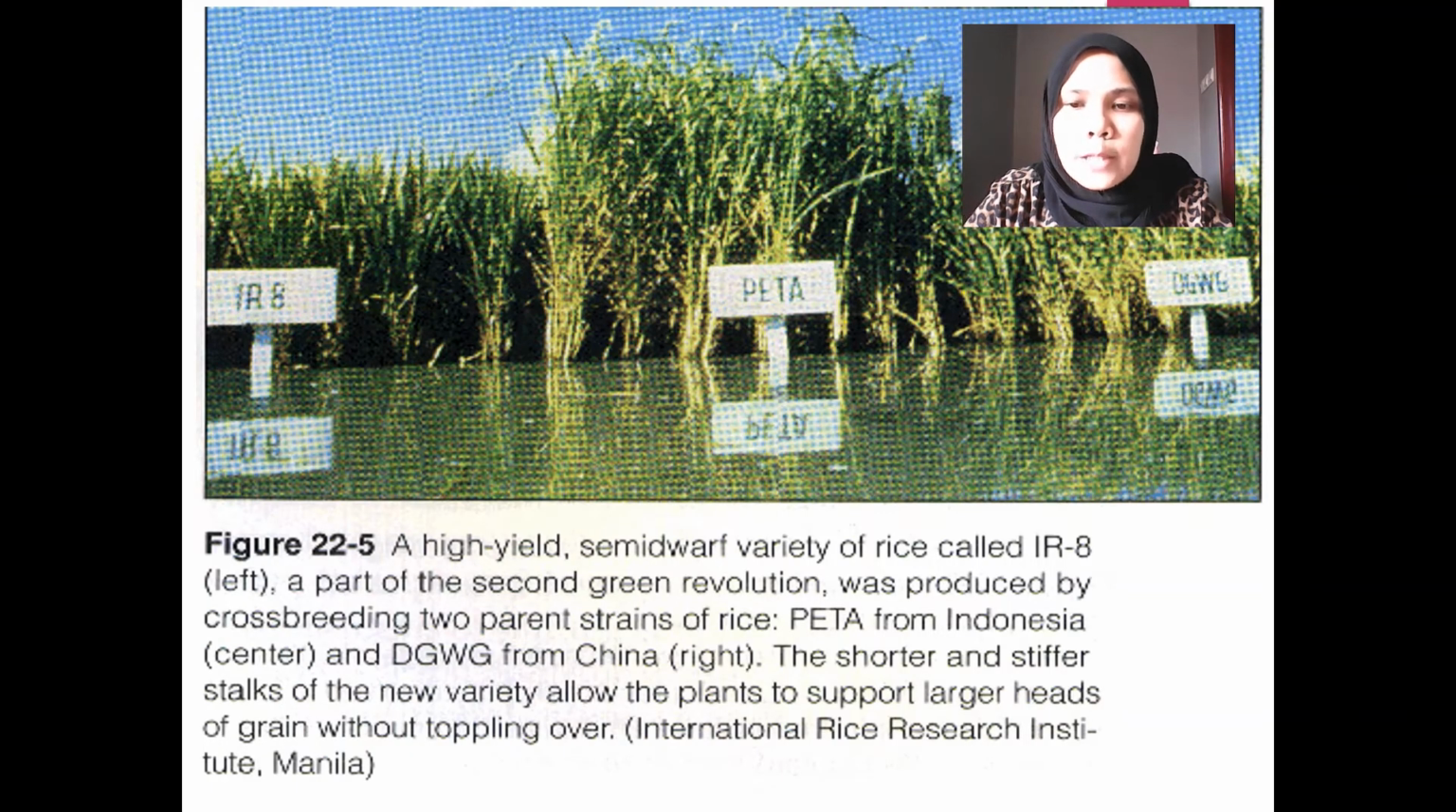And then there's another example, which is a high-yield semi-dwarf variety of rice called IR8. A part of the second green revolution, it was produced by crossbreeding two parent strains of rice, Peta from Indonesia and DGWG from China. The shorter stalks of the new variety allow the plants to support the larger head of grain without toppling over. So usually we produce hybrids so that they can have better features, combining the good features of both parent species.